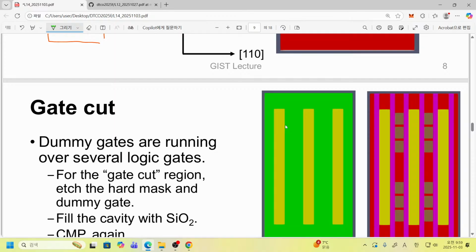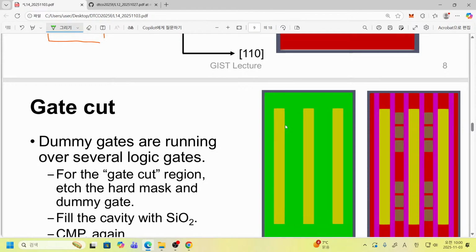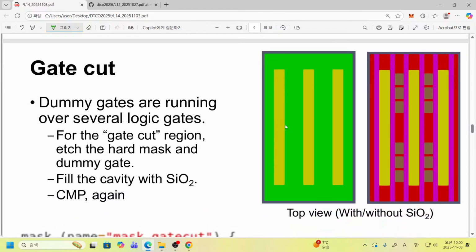But we have another step before we perform this dummy gate formation. So, replacement metal gate formation, gate cut. This is not well discussed in other courses, so please have a look at this one.